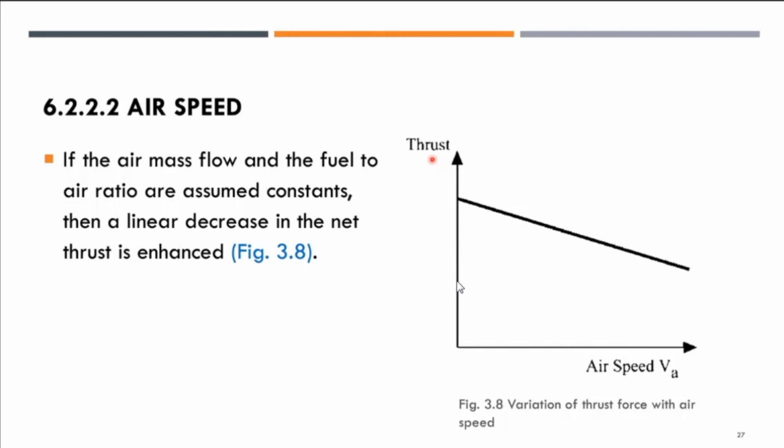So you can see here a plot of the net thrust against the airspeed VA. It is a linear relationship, a linear decrease as the airspeed increases. When the airspeed VA increases, the thrust of the aircraft decreases. When the airspeed decreases, the thrust is actually at the maximum. All right.